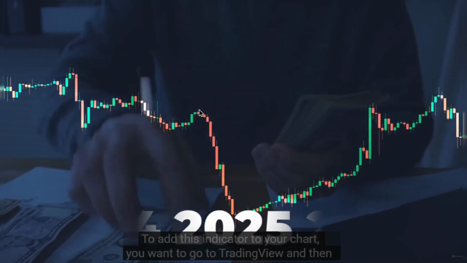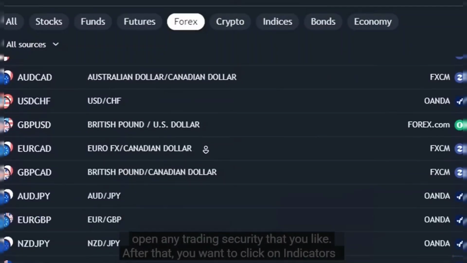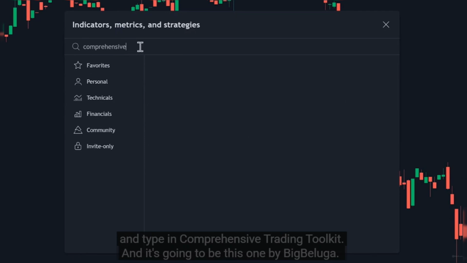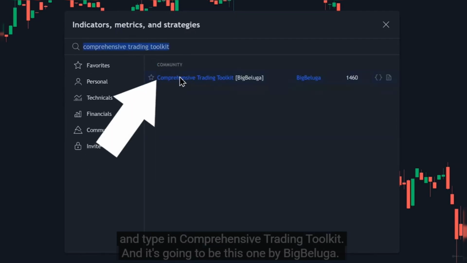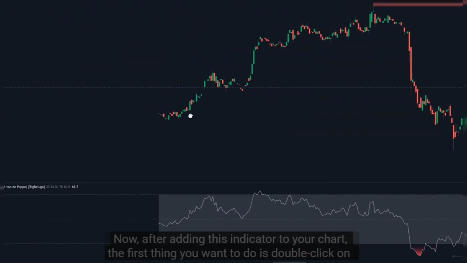Now, to add this indicator to your chart, you want to go to TradingView and then open any trading security that you like in any time frame. After that, you want to click on indicators and type in Comprehensive Trading Toolkit, and it's going to be this one by Big Beluga.